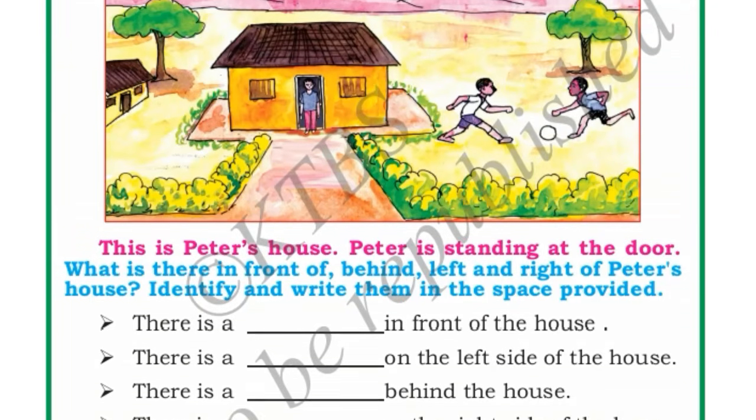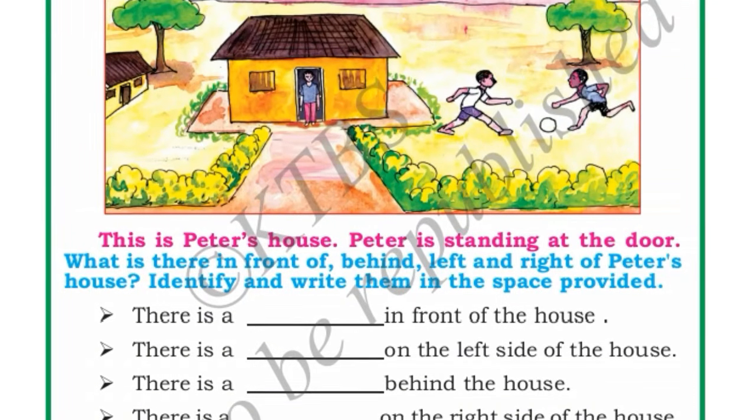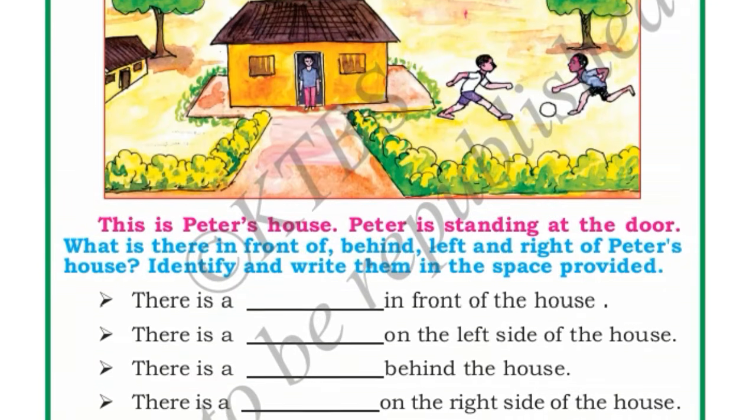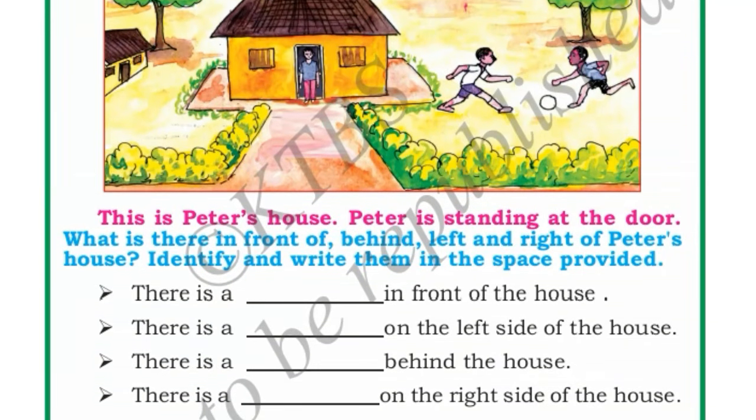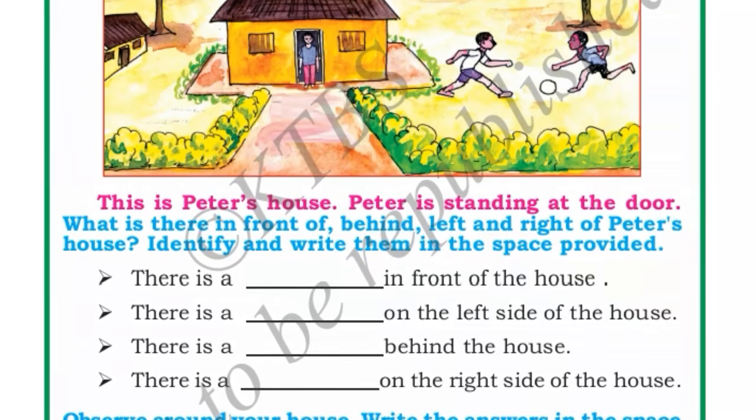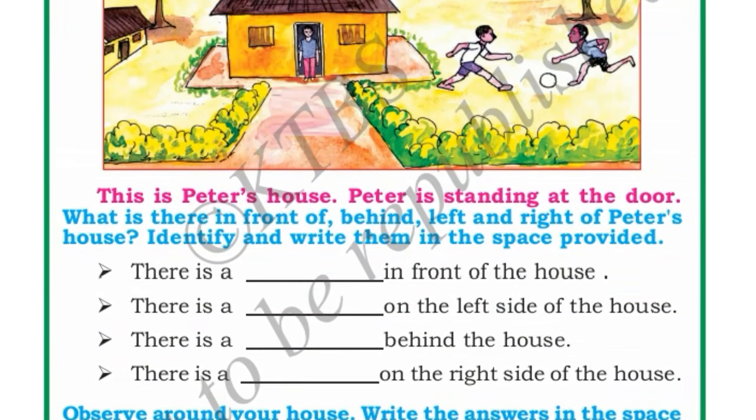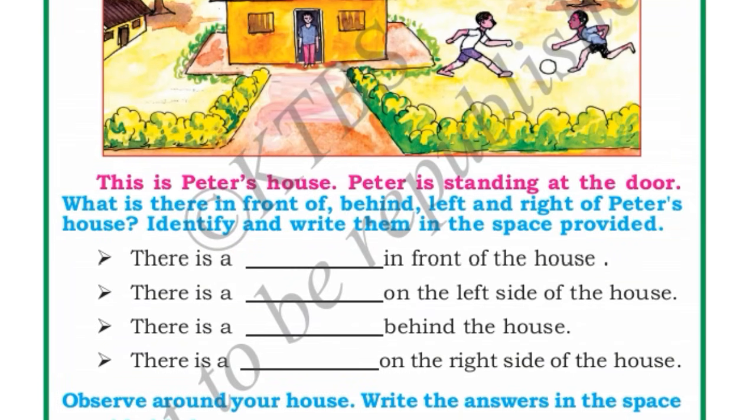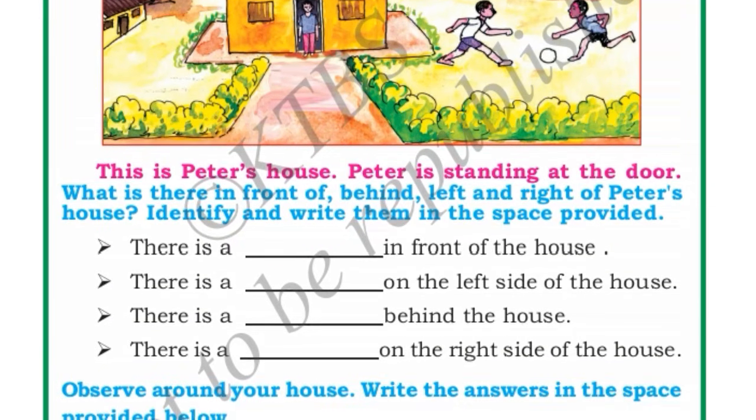Now see here, children, this is Peter's house and Peter is standing at the door. Now we have to write here what we see in front, behind, left and right of Peter's house. Okay, we have to identify and write here. There is a dash in front of the house. What is there in front of Peter's house? There is a small garden, right? So we will write here garden.